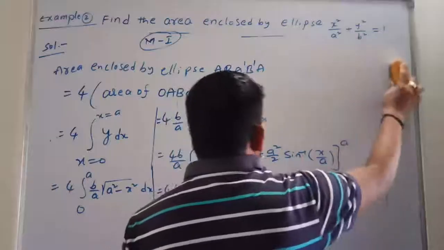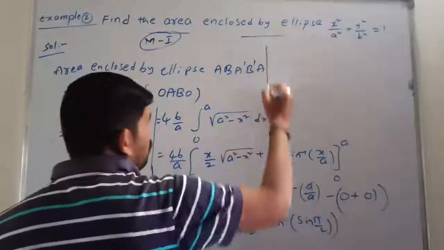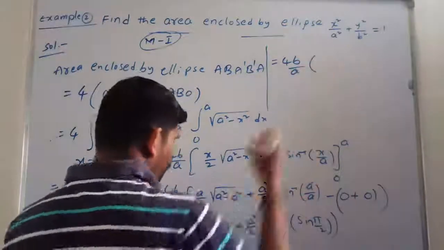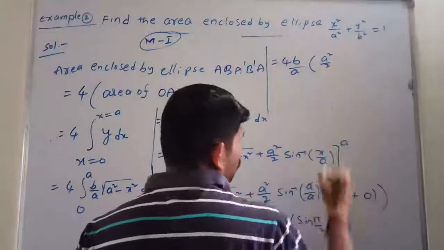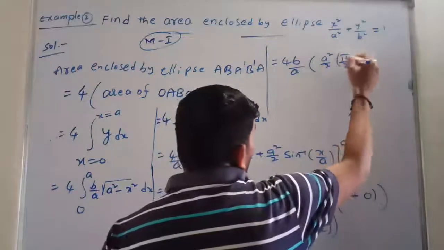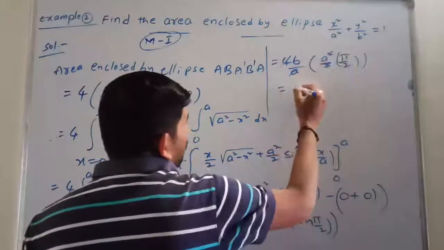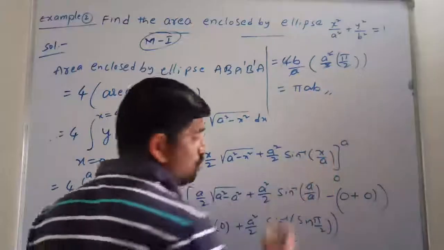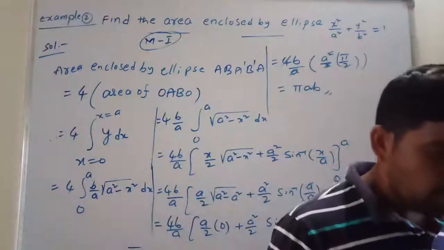Completed? So see, now I am writing here the continuation of this one: 4b by a into, finally we got here, a square by 2 into pi by 2. Yes or no? So actually 2 and 4 get cancelled, a ones cancelled. So actually we got here pi into ab. Yes, this is the solution. We got the solution, what is it? Pi into ab. Yes or no?